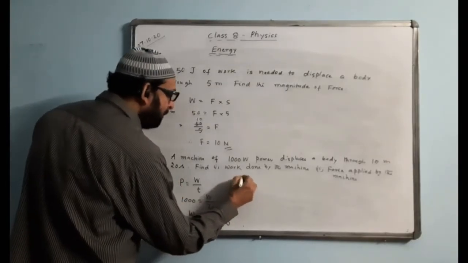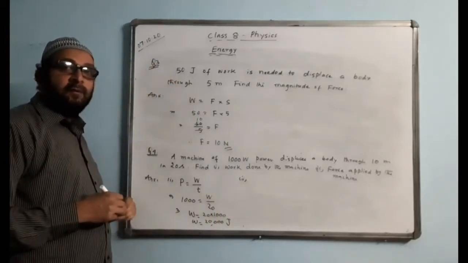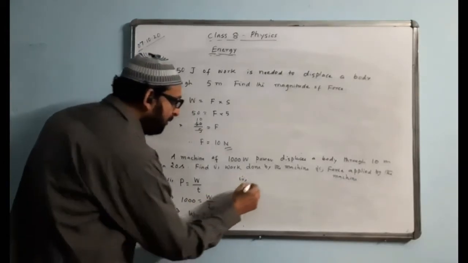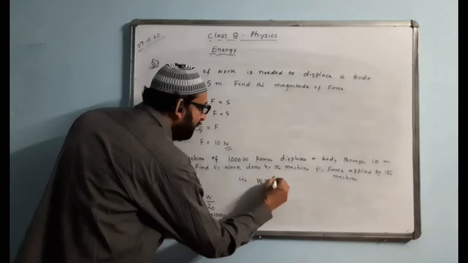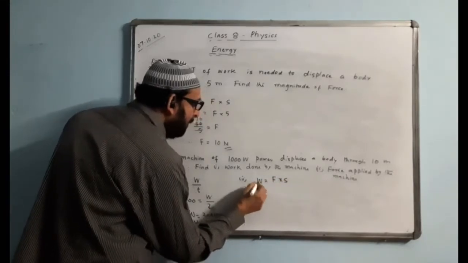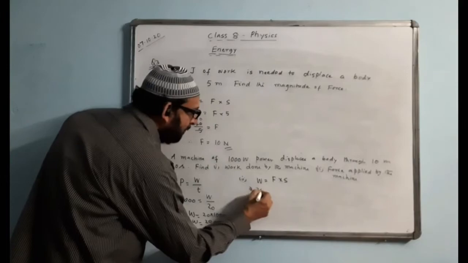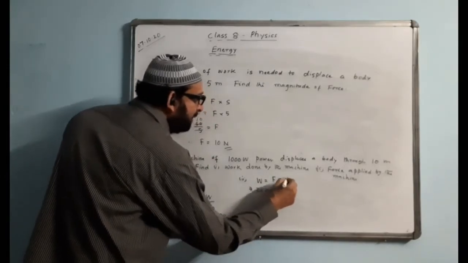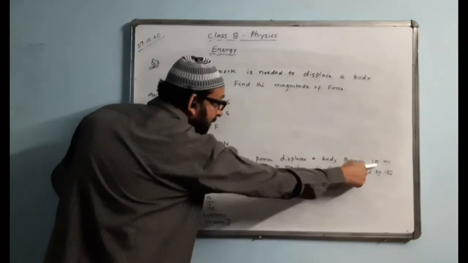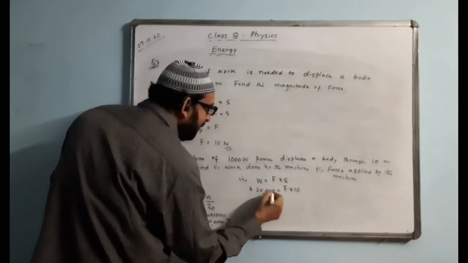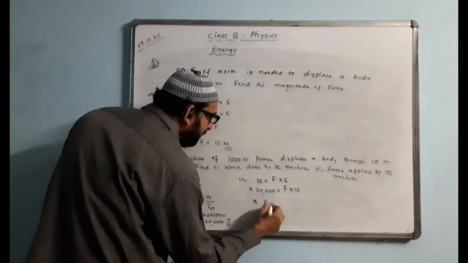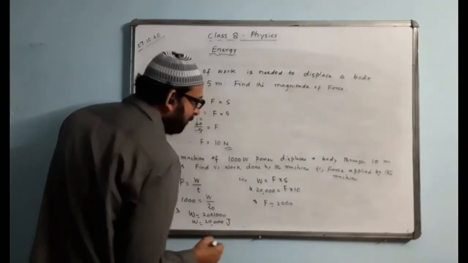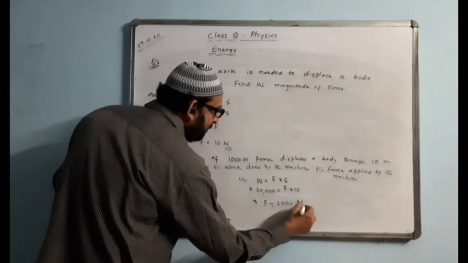Now the second part. You have to find the force applied. Now follow the work formula. Work formula is F into S. Work value we found, 20,000. We will put that value here. Force we have to find, and the displacement is given, 10 meter. 10, cancel it. The value of F will be 2000. Unit of force is Newton.